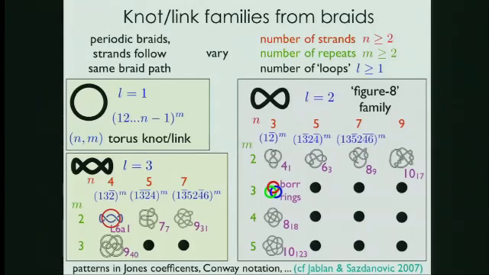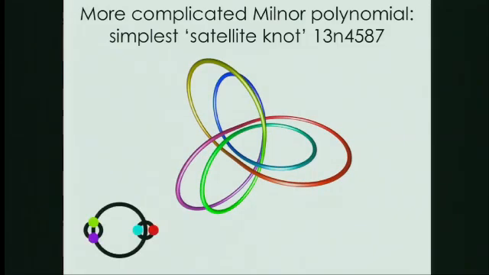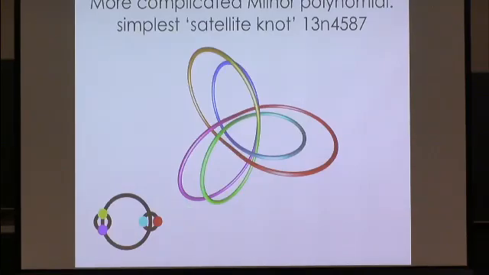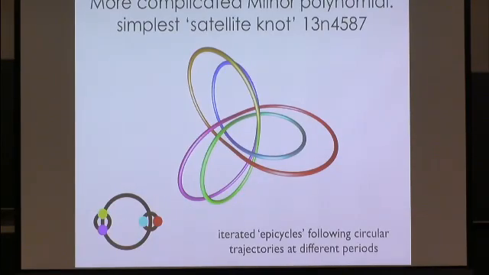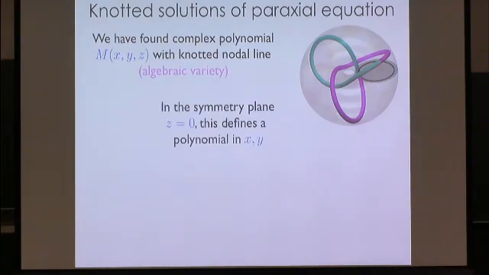And there are lots of patterns in these sorts of ways of building up that are a little bit like Slavik Jablan's schemes of trying to construct these various knot families from thinking about braid representations. I won't talk about it, but you can also make satellite knots by effectively iterating this construction by adding epicycles and so forth. So what we have is we found a complex polynomial in x, y, and z with a knotted nodal line. That's what I've told you how to do, and it's a hopefully useful scheme.